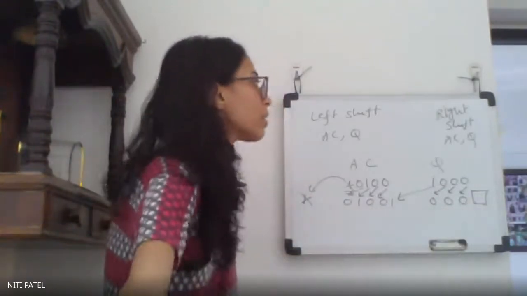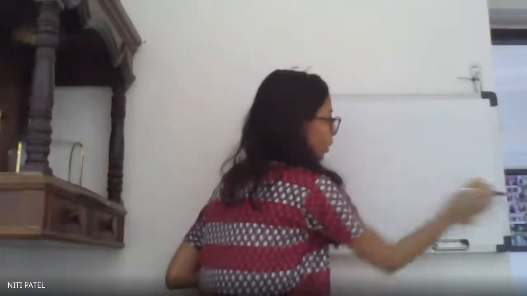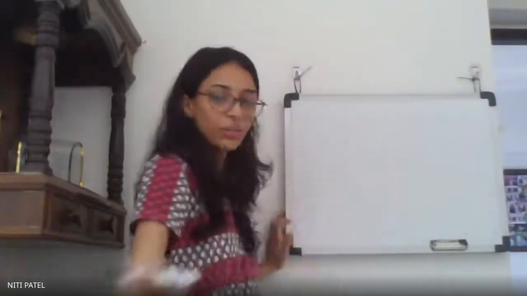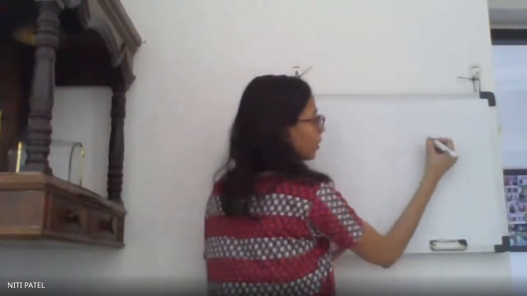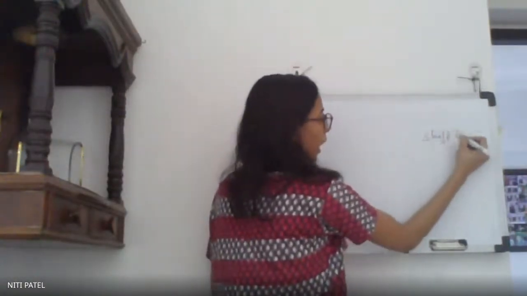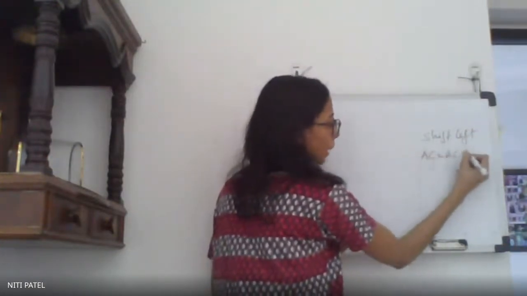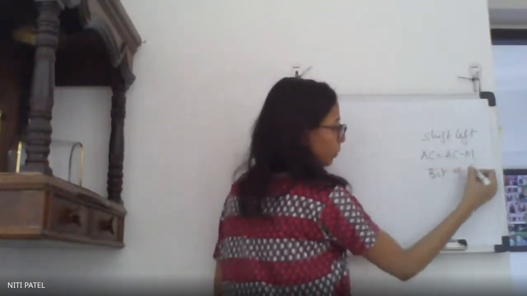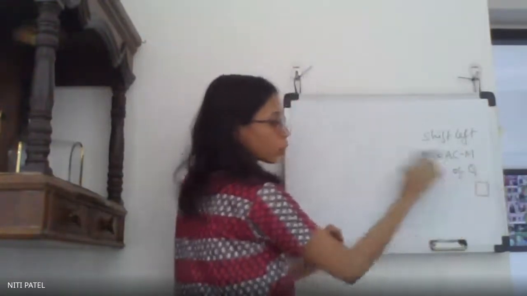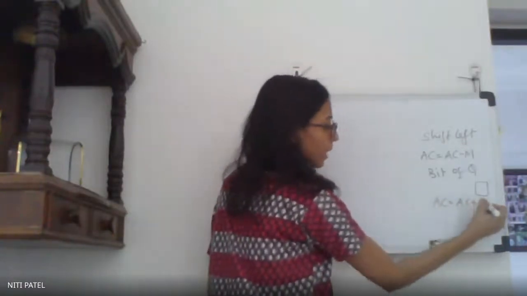Now, why is this algorithm called the restoring algorithm? Why do we call it restoring? Because we perform a shift left. After that, we perform the operation AC = AC - M. Then we decide what has to be filled in the last bit of Q, which we just saw as a box. After that, we do AC = AC + M.